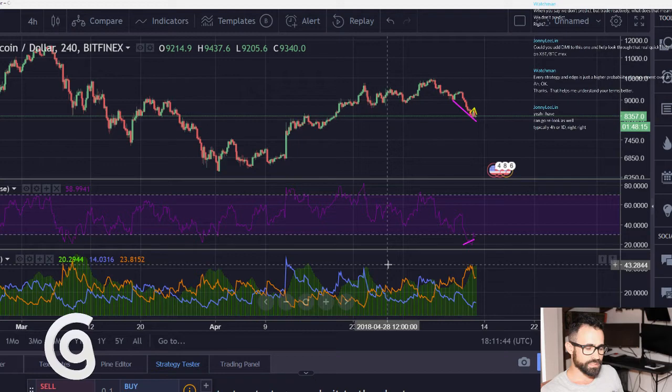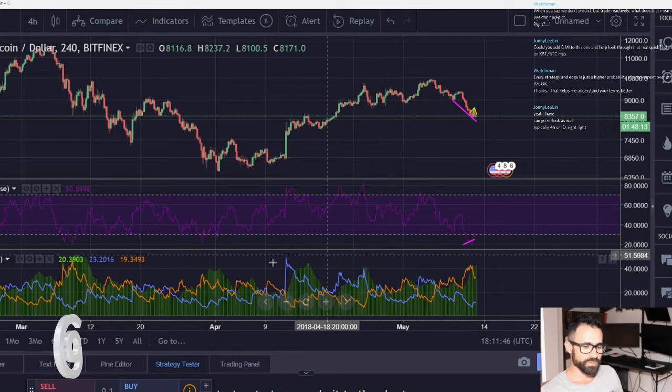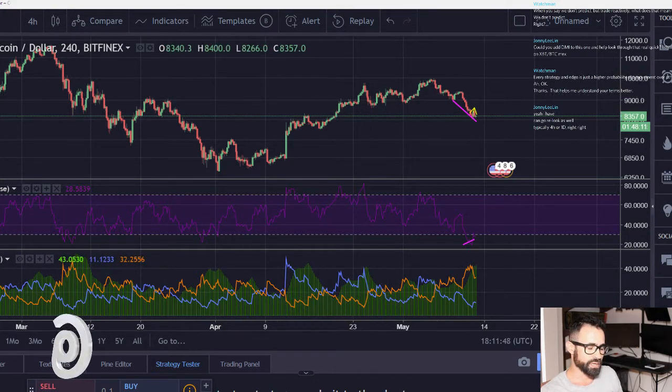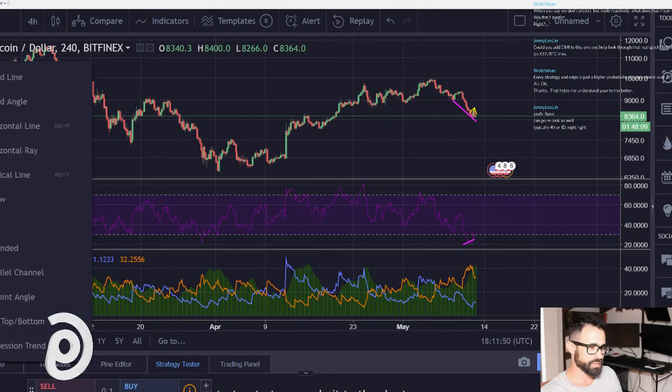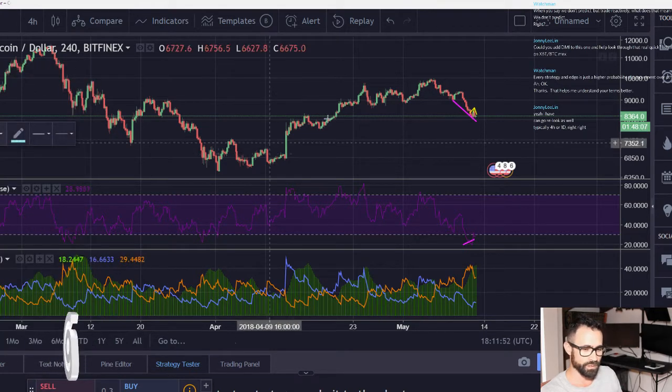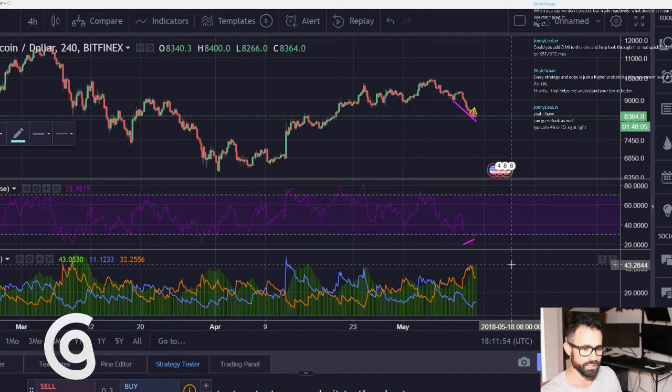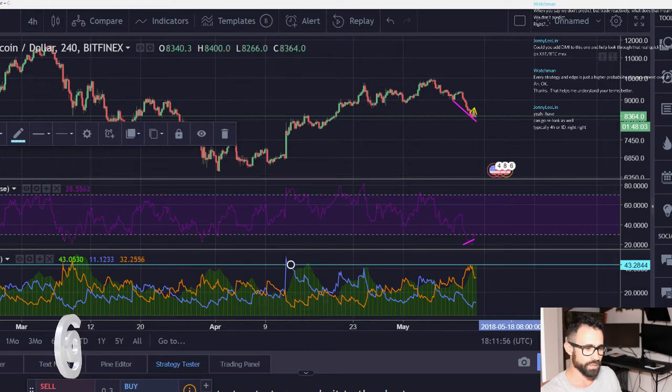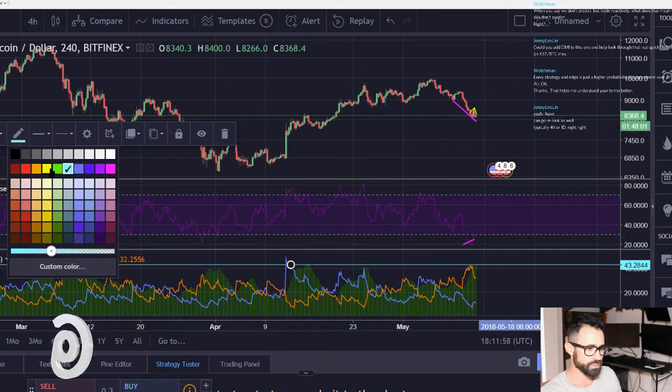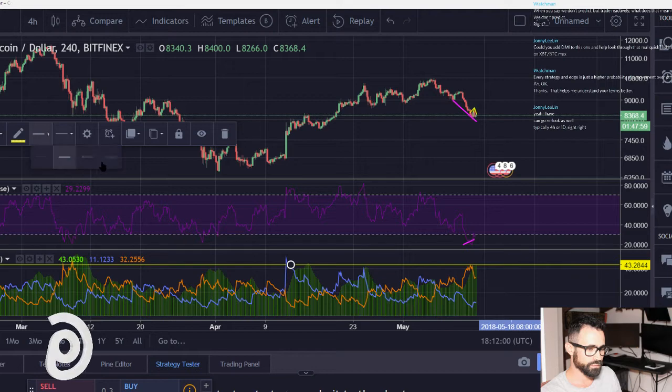The reason I was using the DMI earlier is because I was looking for peaks and troughs on an ADX. DI plus, DI minus help us somewhat determine the buying and selling momentum in the market. Let's go with yellow and dark.